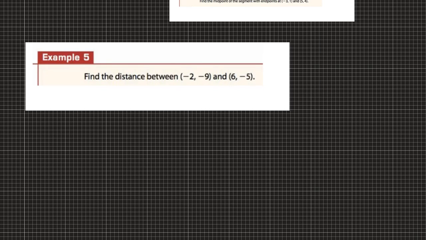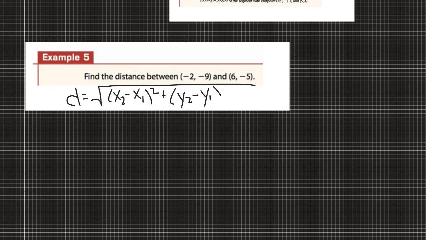All right, so last example for today that I'm going to have you work is example number 5. Find the distance between these points. D is equal to the square root. Once again, your distance formula is x2 minus x1 squared plus y2 minus y1 squared.